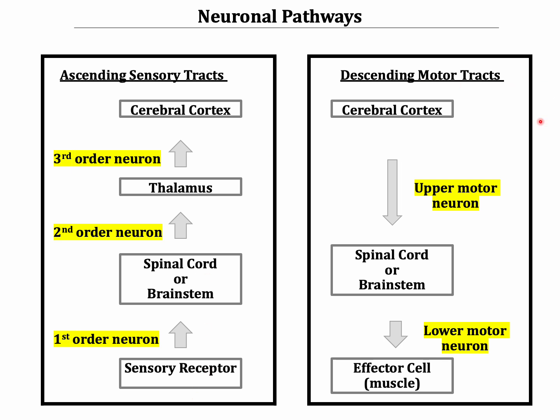Versus with our descending motor tracts, there's typically 2 neurons involved in the pathway. Call it an upper motor neuron and a lower motor neuron. The upper motor neuron originates in the cerebral cortex, particularly in the primary motor cortex. We're talking about pyramidal cells most of the time here. That neuron is going to travel from the brain down to the spinal cord, maybe the brainstem, depending upon what that motor neuron is, synapse with a lower motor neuron, which will then innervate an effector cell, innervate a muscle, innervate a gland, and carry out that effect.